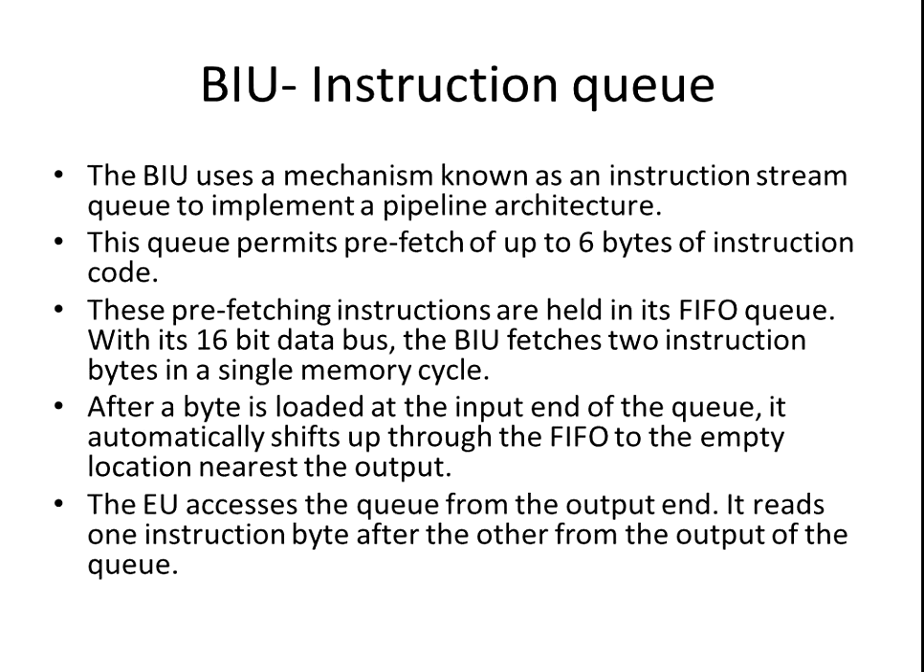After a byte is loaded at the input end of the queue, it automatically shifts up through the FIFO to the empty location nearest the output. The execution unit accesses the queue from the output end. It reads one instruction byte after the other from the output of the queue.